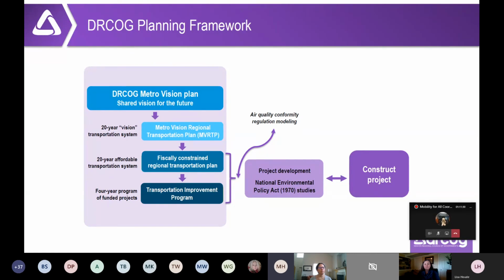And then there's the TIP, or the Transportation Improvement Program, which is a 4-year program of funded projects that are either regionally significant and or federally funded. And so then at the project level, there's additional work for project sponsors to do. And air quality conformity comes into play for the fiscally constrained plan and the TIP. Next slide.